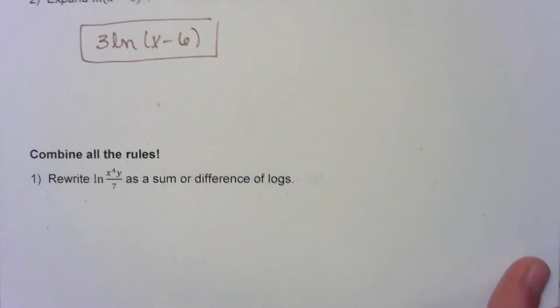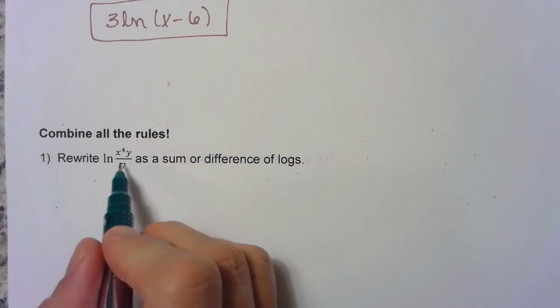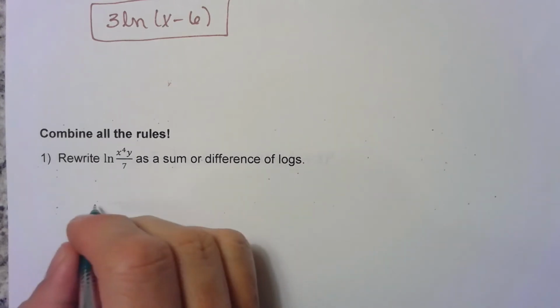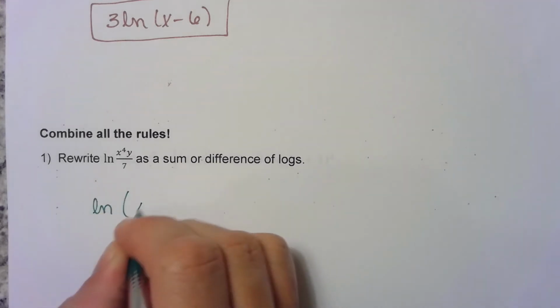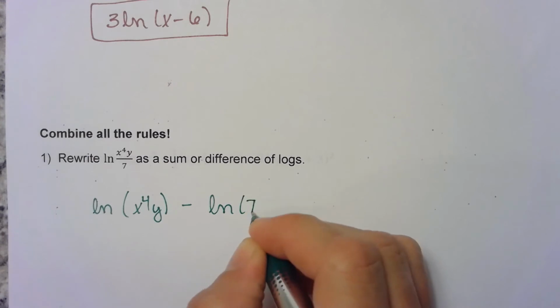Okay, so let's start combining these. Rewrite this logarithm as a sum or difference of logs. Well, as a sum or difference of logs means to use our product rule, our quotient rule, and I see an exponent, which means we're probably going to be using the power rule as well. So the first thing I see is division. That means I'm going to separate it using subtraction. So we have natural log of x to the 4th y minus natural log of 7.